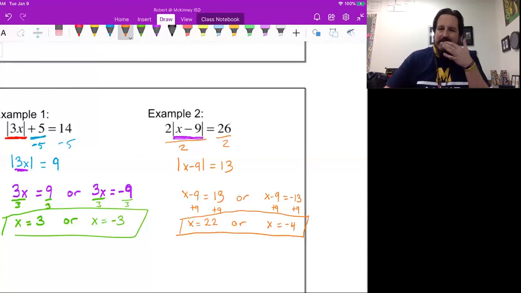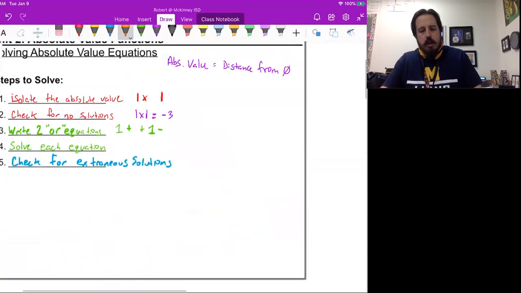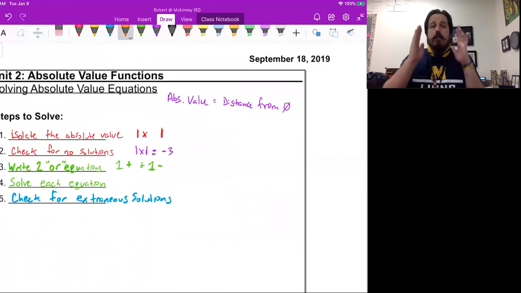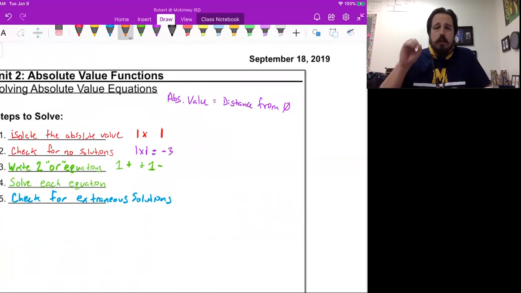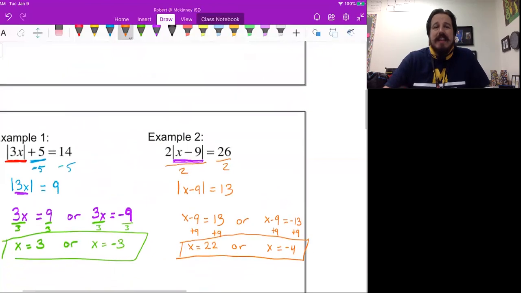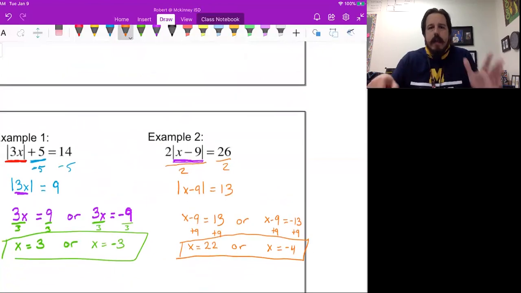Now I want to make a distinction here. When I say check for no solutions, absolute value cannot equal a negative number. X, what I solve for, X can equal a negative number. And so that is fine to have.